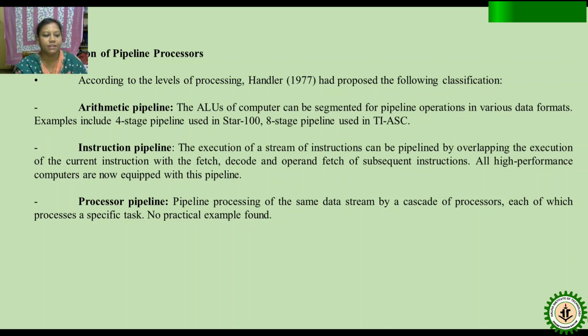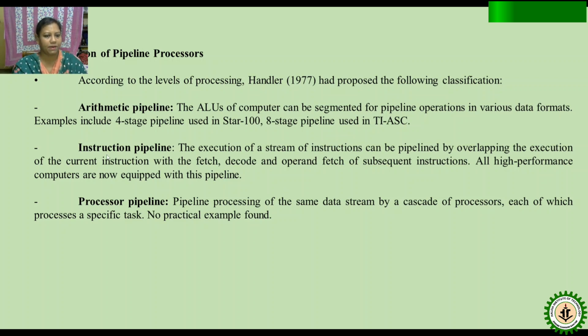First, the arithmetic pipeline. The ALU of the computer can be segmented for pipeline operations in various data formats. We know the ALU performs all the arithmetic and logical operations, such as addition, subtraction, multiplication, division, increment, and decrement. Examples of pipeline structures are the 4-stage pipeline, Star 100, and the 8-stage pipeline used in TI ASC. These are the names of this type.